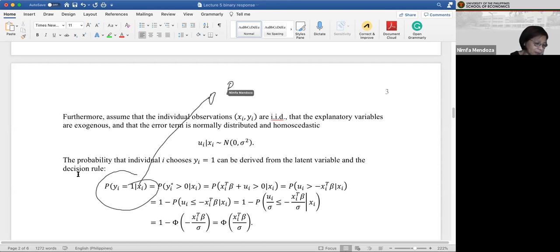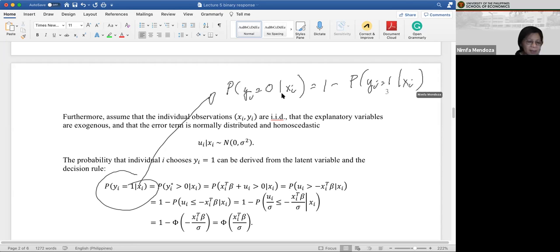What is the probability that y sub i is equal to 0 given x sub i? In the example, what is the probability that the person is unemployed given x sub i? Then this is just 1 minus the probability that y sub i is equal to 1 given x sub i, because y sub i can only take on the values 0 or 1.